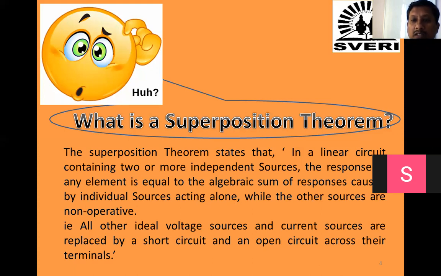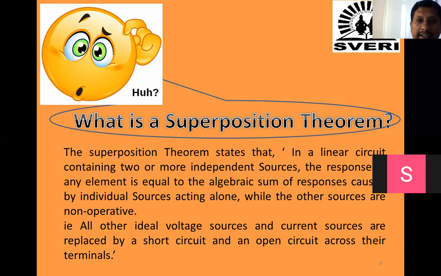Response means either voltage or current in the circuit. The response in any element is equal to the algebraic sum of responses caused by individual sources acting alone. Already I explained what we do when applying the superposition theorem: we consider only one source active at a time, while the other sources are made deactive or non-operative. म्हणजेच काय करायचं? So other ideal voltage sources you have to make short, and other ideal current sources you have to make open.